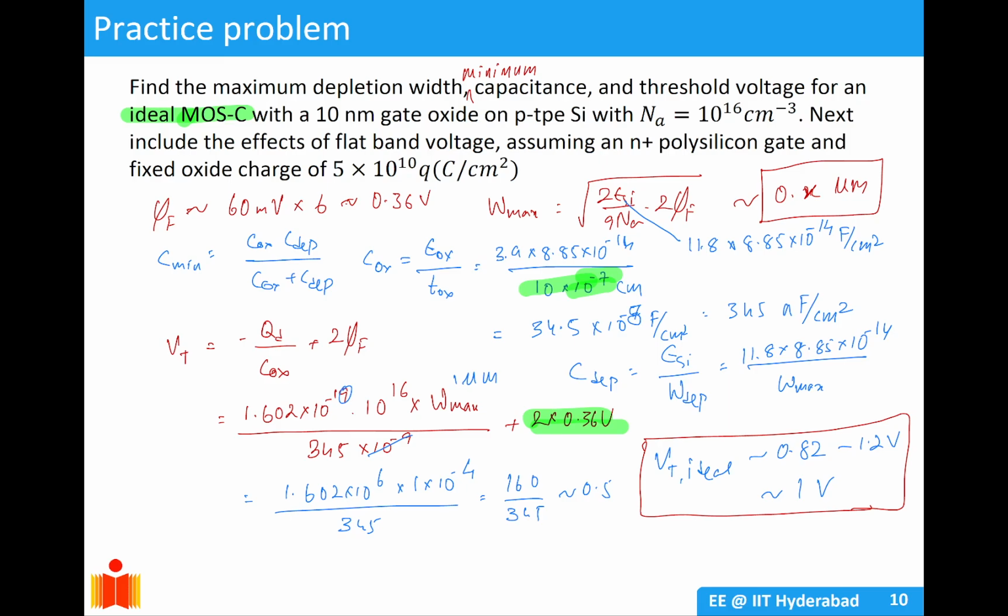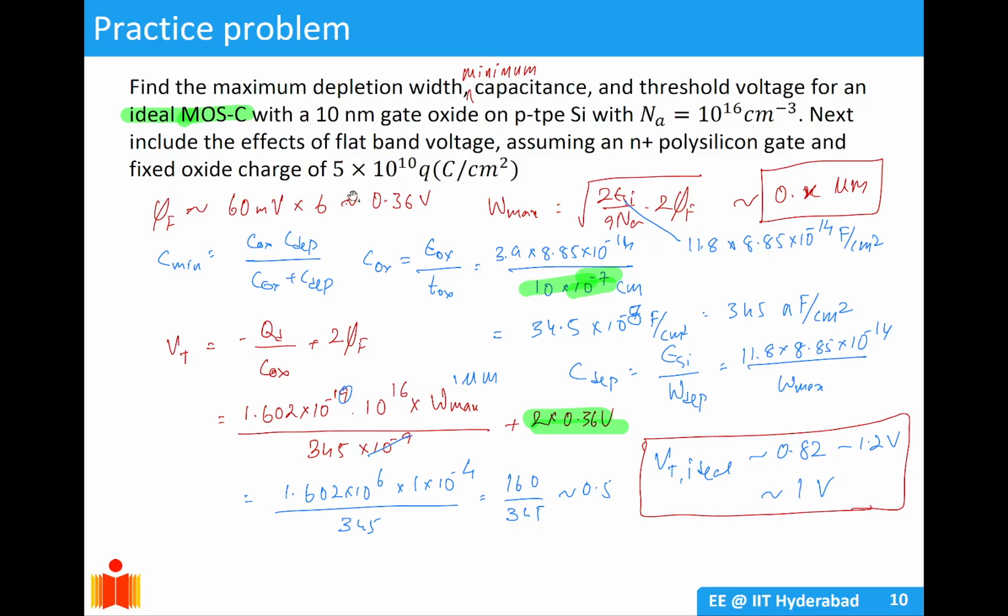Find the maximum depletion width, minimum capacitance, and threshold voltage for an ideal MOS capacitor with a 10 nanometer gate oxide on a p-type silicon with Na equals 10 power 16. Next, include the effects of flat band voltage, assuming an n-type polysilicon gate and a fixed oxide charge of 5 into 10 power 10 Q per centimeter square. So it's not in coulomb, it's in Q, which is electron charges. So 5 into 10 power 10 electron charges per centimeter square.